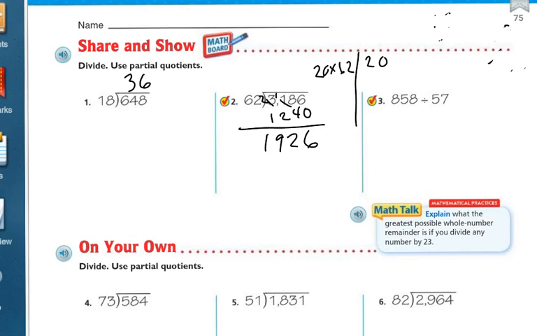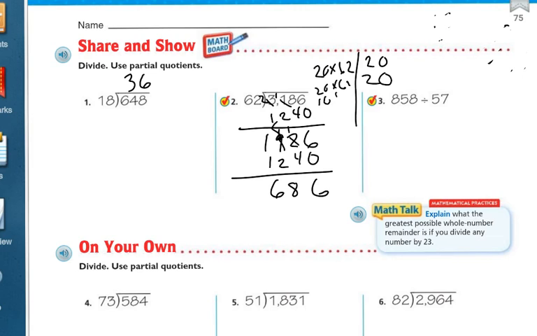I can take another 1240 out of it, so I can take another 20 times 62. So I could take another 20. So that's going to be another 1,240. I subtract, I get 6. Can't take 2 from 4. So I get 8. And then I have 8 from 2, which is 6. So I get 686.